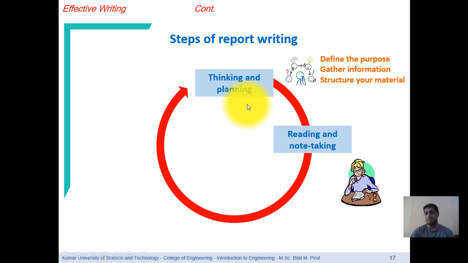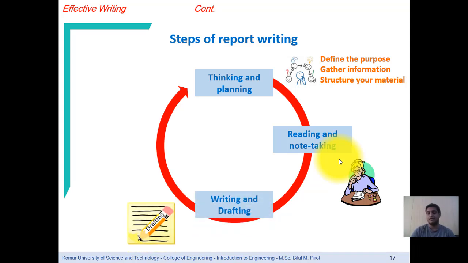The second main step is reading and note taking. Once you finish thinking and planning, and these three steps are a part of thinking and planning, the second main step is reading and note taking. Then you should start reading. You should collect references, and then while you are reading, you should take notes about what you have read.